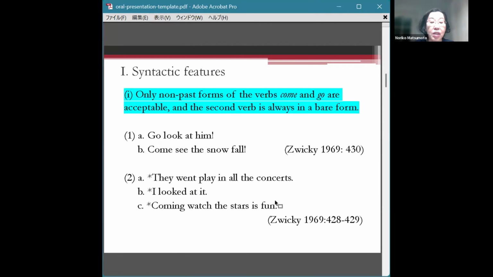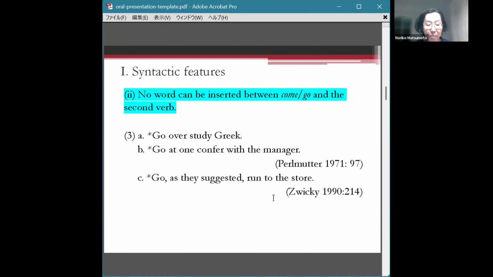First, I'll show you syntactic features. Both the come-V and go-V sequences have 2 syntactic features. One is that only the non-past form of the verbs come and go is acceptable, as in 1. And the second verb is always in the bare form, as in 1 and 2. The other is that, as in 3, no word can be inserted between the first verb, come or go, and the second verb.